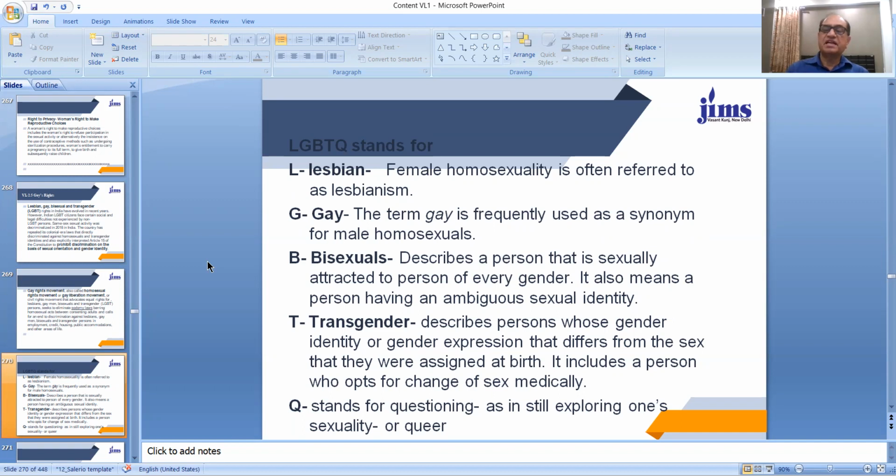Q stands for questioning sexuality. Such a person is still exploring his sexuality, whether he is male or female, also known as queer, Q for queer.